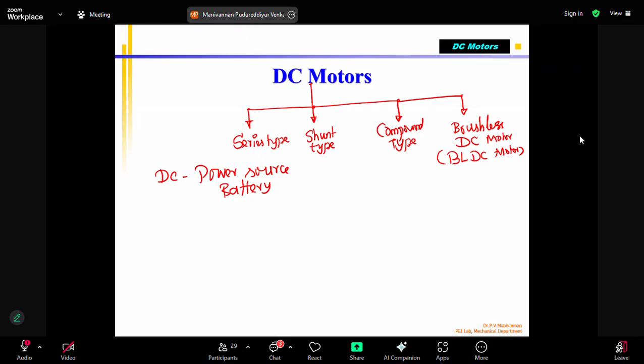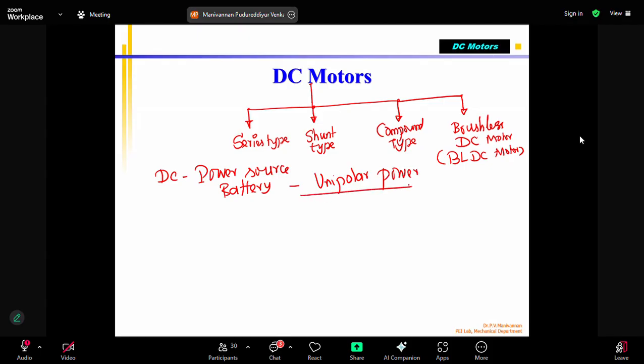Before the invention of this one, batteries were used in the 1600s and 1700s, till generators, the DC generators, were invented. So the DC motor uses DC power, which is called unipolar power. Another name is unipolar power.